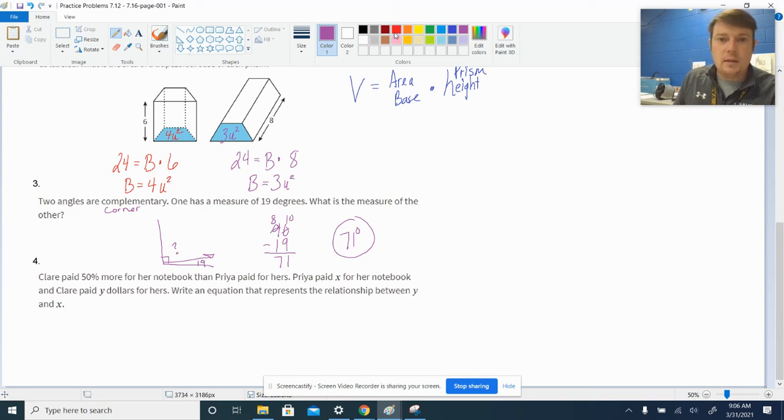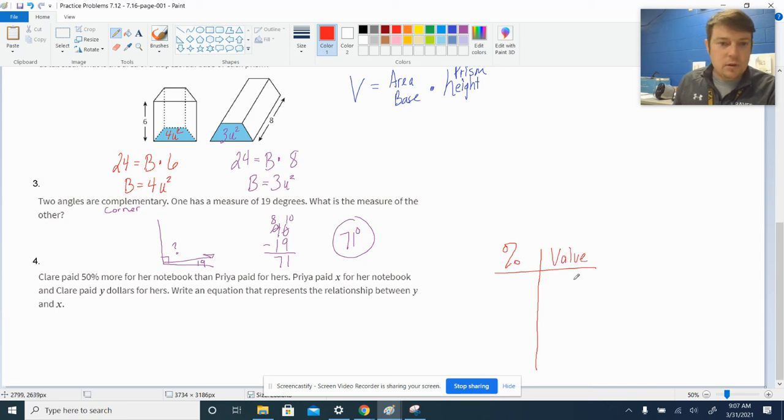And number 4, we have a percent problem. So let's make a table maybe. Let's read it first. Claire paid 50% more for her notebook than Priya paid for hers. Priya paid X for her notebook and Claire paid Y dollars for hers. Write an equation that represents the relationship between Y and X. Okay, so I think a table will be more helpful here. Let's set up a table. And since it's a percentage, let's do a percent value table.